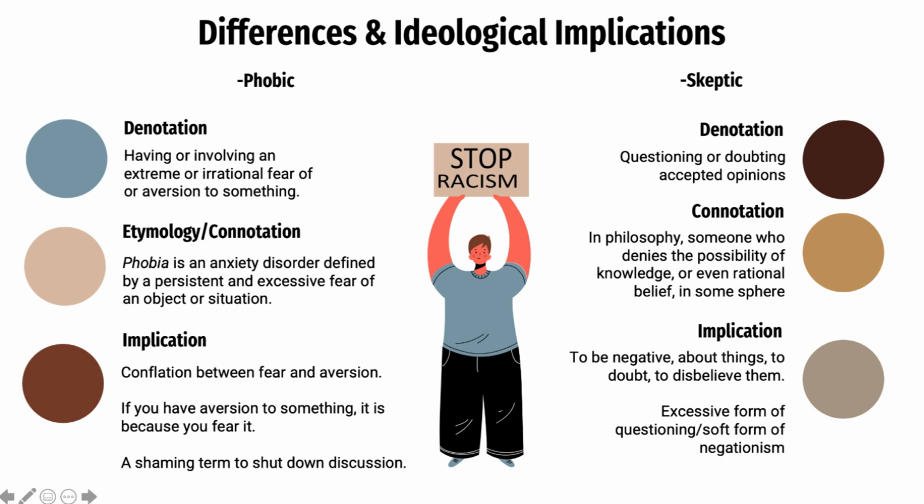Well, what happens as a result of conflating both is that it seems to imply that if you have aversion to something, it is because you fear it. If you have aversion to Islam, it's because somehow you fear a part of the religion or the people who follow that religion, etc. So in practice, labeling somebody or something with the suffix phobic can be used as a shaming term meant to shut down the discussion.